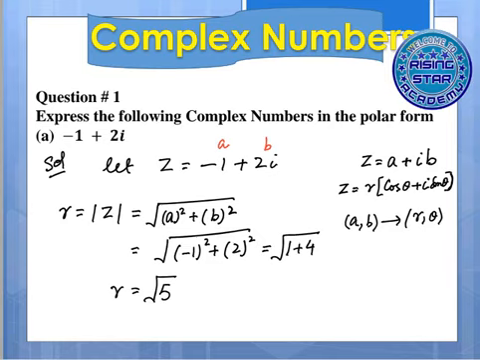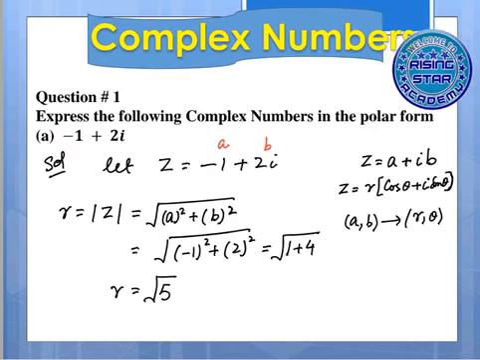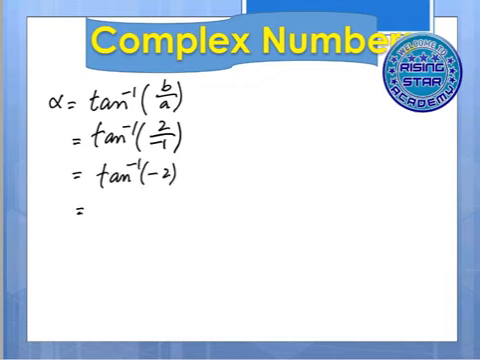Next we will find the argument. So alpha is equal to tan inverse of b over a, or sometimes we can write y over x. So the value of b is 2 and the value of a is negative 1. So tan inverse of 2 over minus 1. We will write tan inverse of minus 2. The negative sign we will take before the tan. So that is minus tan inverse of 2.